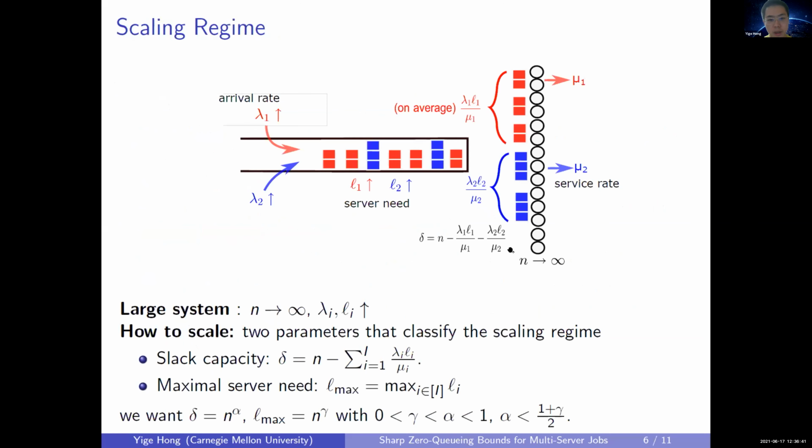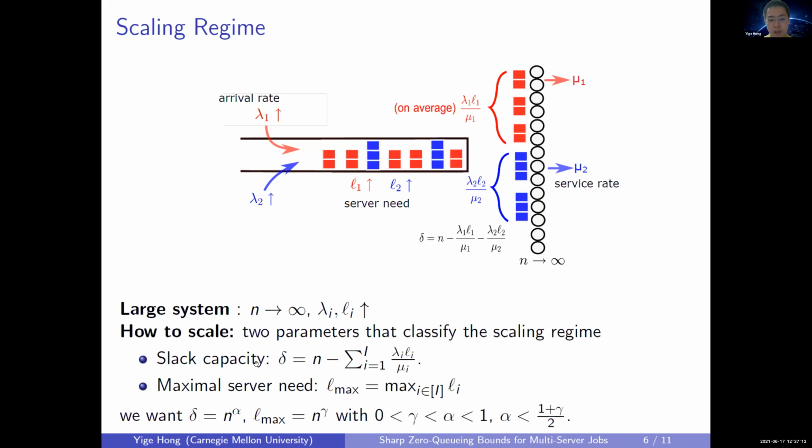So here is our scaling regime. We consider a large system scaling regime that captures the features that there are lots of servers and a huge arrival rate and probably a huge variance in the server need in a real data center. Technically, this means we want the number of servers n to go to infinity, and we also want the arrival rate and server need to scale up with n. So how do they scale specifically?